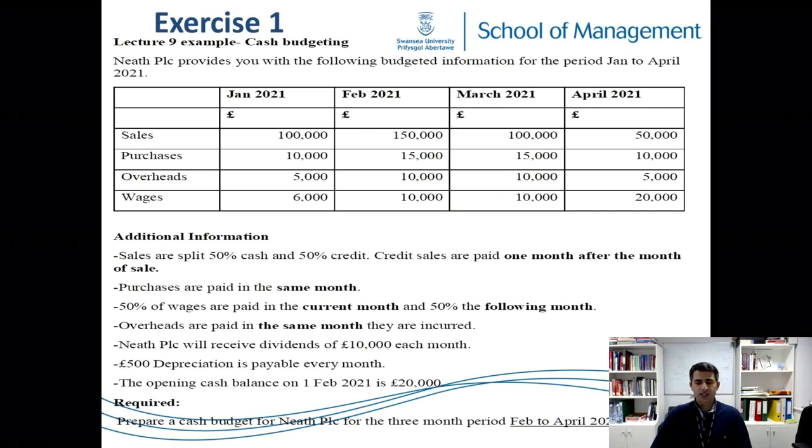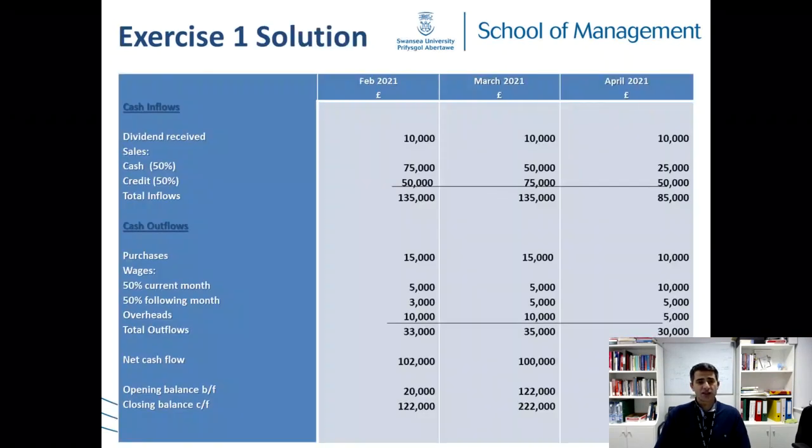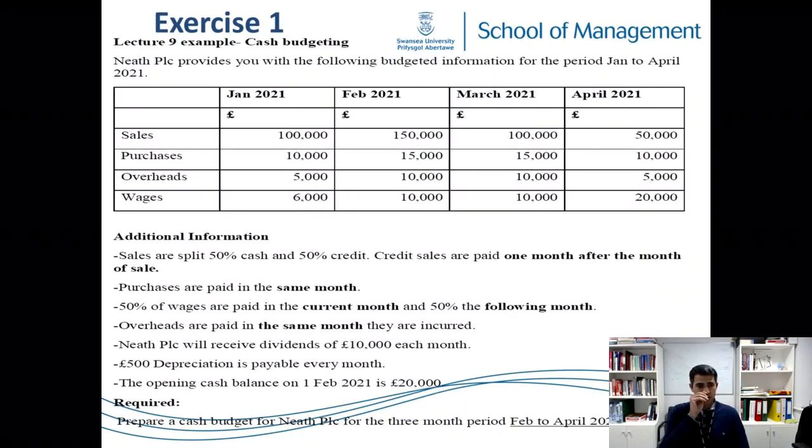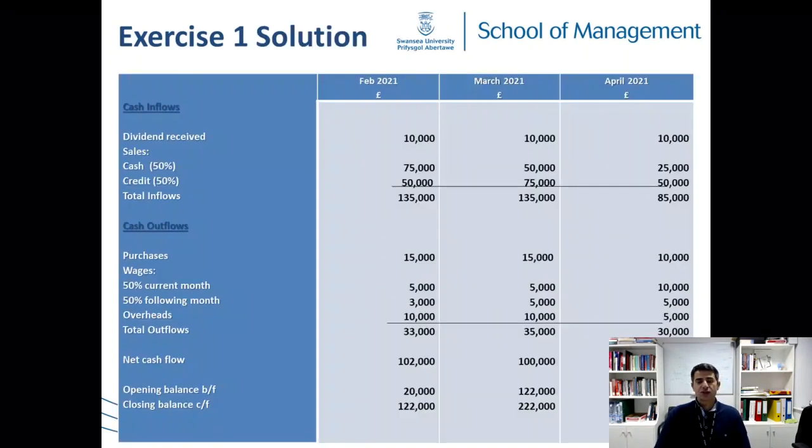Right, here we go. Let's do it. First of all, you need to start with money inflow, and according to the question, you can see that we have money inflows, including the sales and dividend received. So let's start with dividend received. Dividend received, it's easy here. Can you see Neath PLC will receive dividends of 10,000 each month. In this case, if it's each month, you need to include it under February, March, and April, £10,000, as you see here.